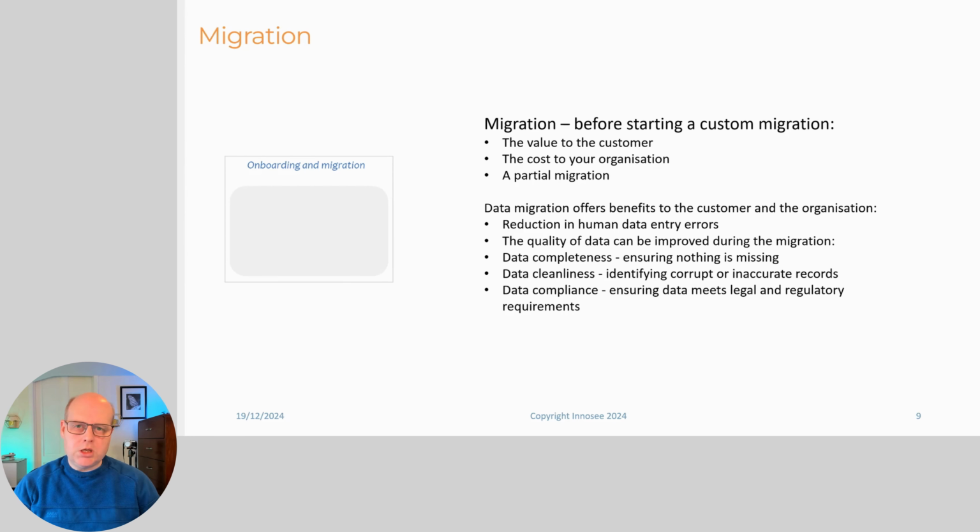Reduction in human data entry errors. Imagine somebody rekeying lots of information, they're going to make mistakes. The quality of data can be improved during the migration as well. So data completeness: you can look for things that are missing, for example, dates of birth or addresses. Data cleanliness: you can identify corrupt or inaccurate records whilst you're doing the migration. And then finally, data compliance, ensuring data meets legal and regulatory requirements. By improving the data during the data migration, this can solve a lot of problems as you go forward with a new customer.